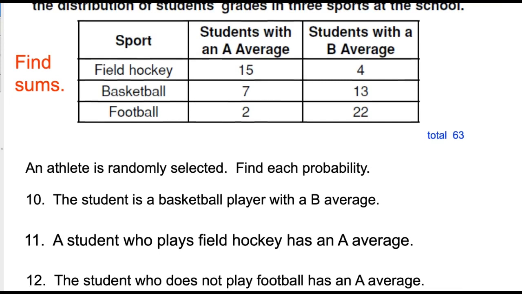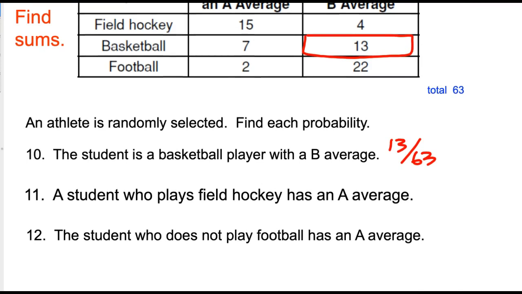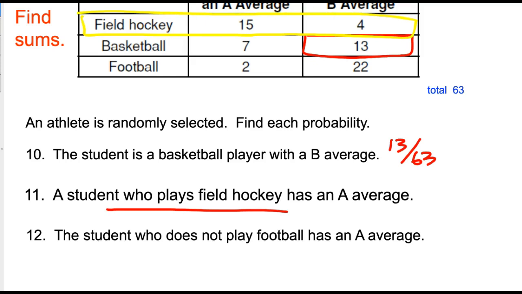Okay, so if they are a basketball player with a B average, that means that they are one of these students. So that would be 13 out of the total 63. Okay. A student who plays field hockey, so now we're looking in this row only, and so that's our whole sample space there. So the student who plays field hockey has an A average. Well, A average is going to be pretty smart team there. 15 out of 19 total field hockey players.